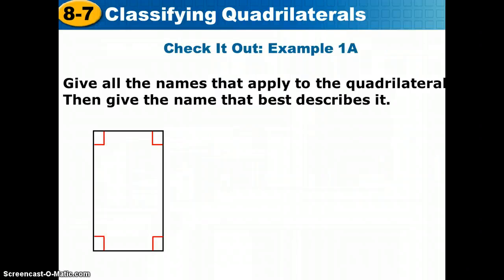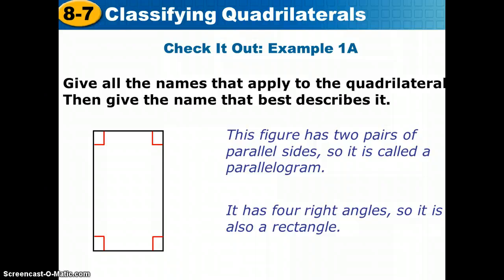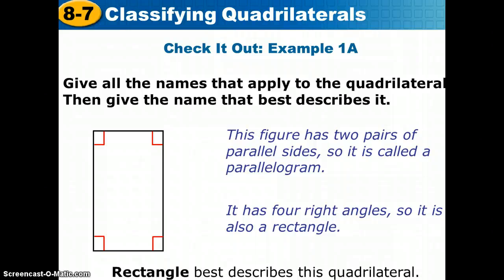So give all the names and then the final name that best describes it. Pause now and do this one. All right, let's see if you were right. It has two pairs of parallel sides, so it's a parallelogram. Four right angles, it's also a rectangle. And that's all the further down our tree we could go. So that is the end of classifying quadrilaterals.